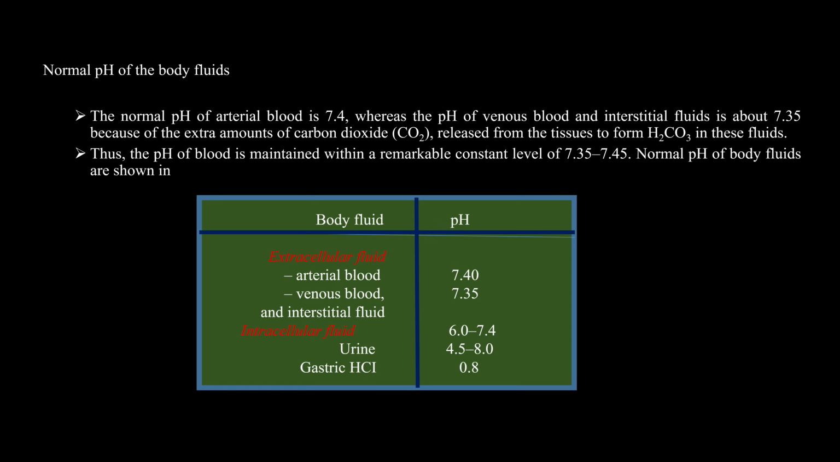Normal pH of the body fluids. The normal pH of arterial blood is 7.4, whereas the pH of venous blood and interstitial fluid is about 7.35 because of the extra carbon dioxide released from the tissue, forming H2CO3 in the fluid. The blood pH is maintained at a remarkably constant level. Body fluid pH: arterial blood 7.45, venous blood 7.35, interstitial fluid, intracellular fluid, urine 6.0 to 7.4, gastric HCl 0.8 to 2.4.